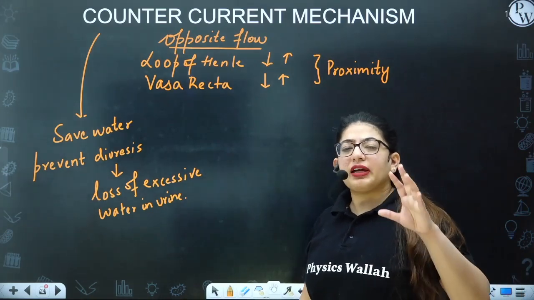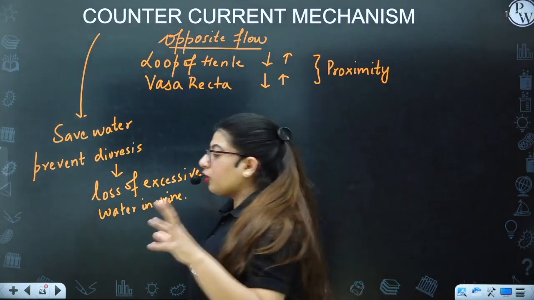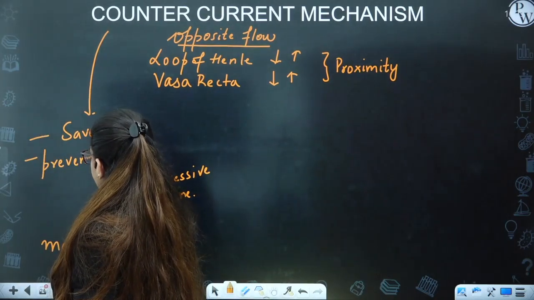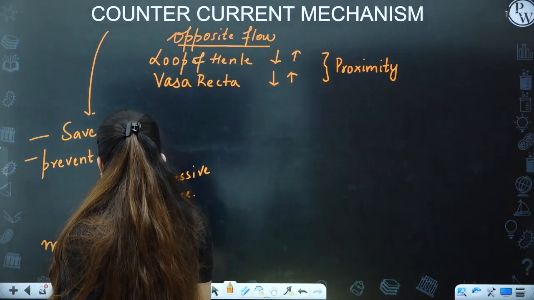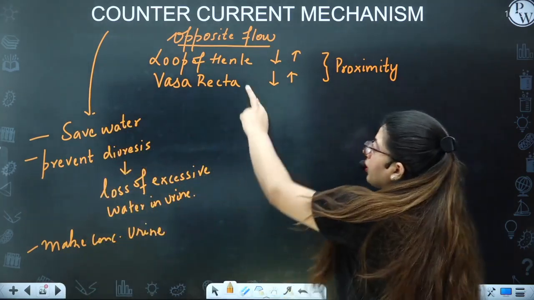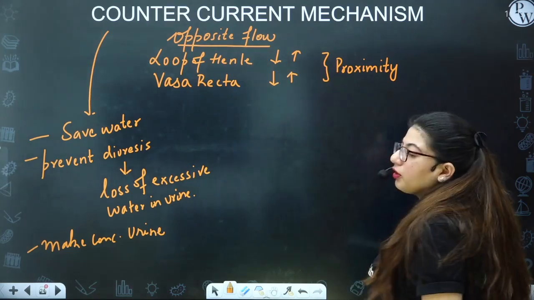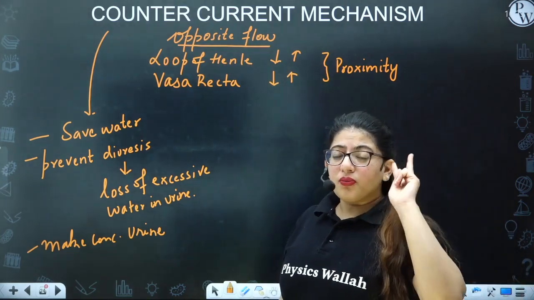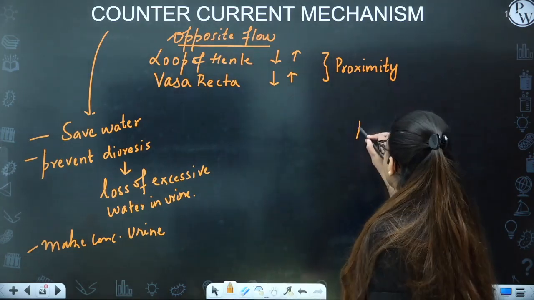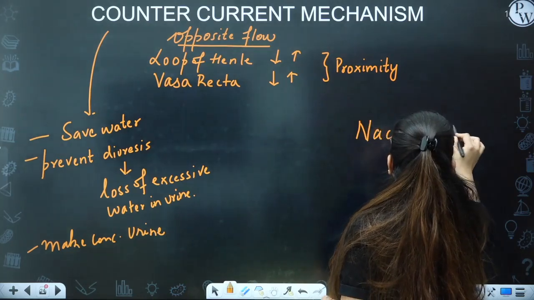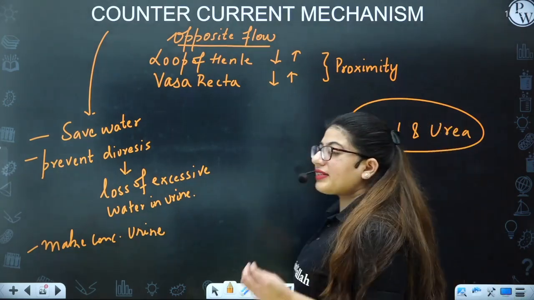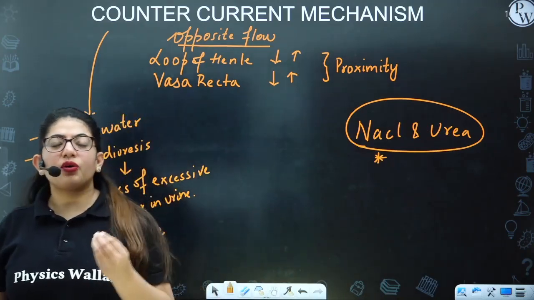So the countercurrent's main sole purpose is to save water, to make concentrated urine. So this is the purpose of countercurrent, and countercurrent is running because of these two things, because they have opposite flow plus they are present near to each other. Apart from this, two main ingredients, like every recipe has certain ingredients, two main ingredients of these are NaCl and urea. These two osmolytes play a major role in generating this countercurrent.